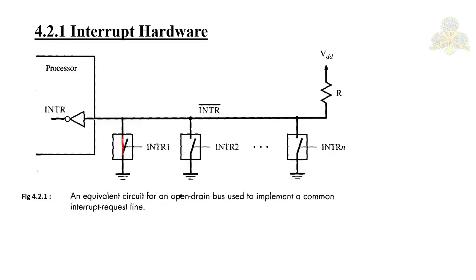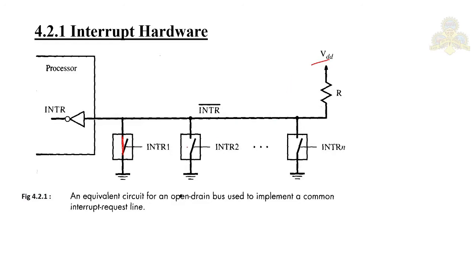So if all the interrupt request signals, that is from INTR1 to INTRN, are inactive, that means all these switches are open, then the voltage on this interrupt request line will be equal to VDD. Whenever all these switches are open, the voltage across this line will be equal to VDD. So this is the inactive state of this line.